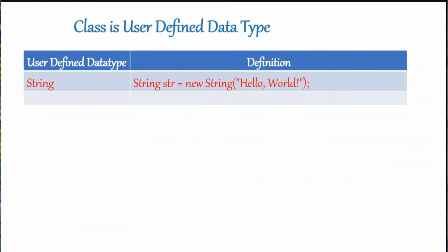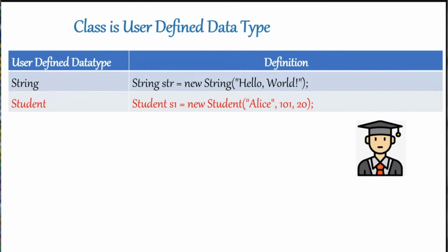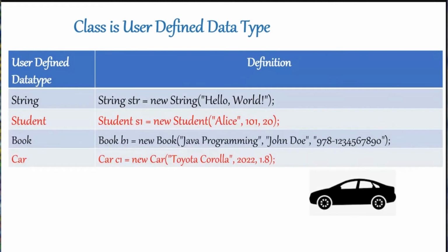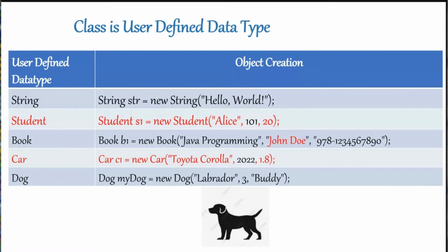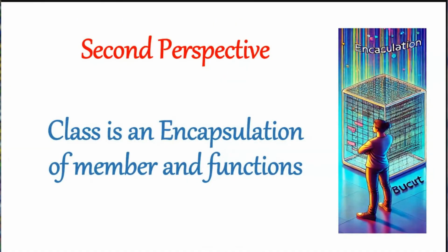Now, we have seen all this. What is a string class and how can we create the actual string object in Java? This is a student class, and how can we create the actual student in Java? Similarly, book, and then car, and then employee, and then dog also. So we are just considering, one last time, two classes. One is the circle class and the other is a dog class. So from two perspectives, we are moving forward.